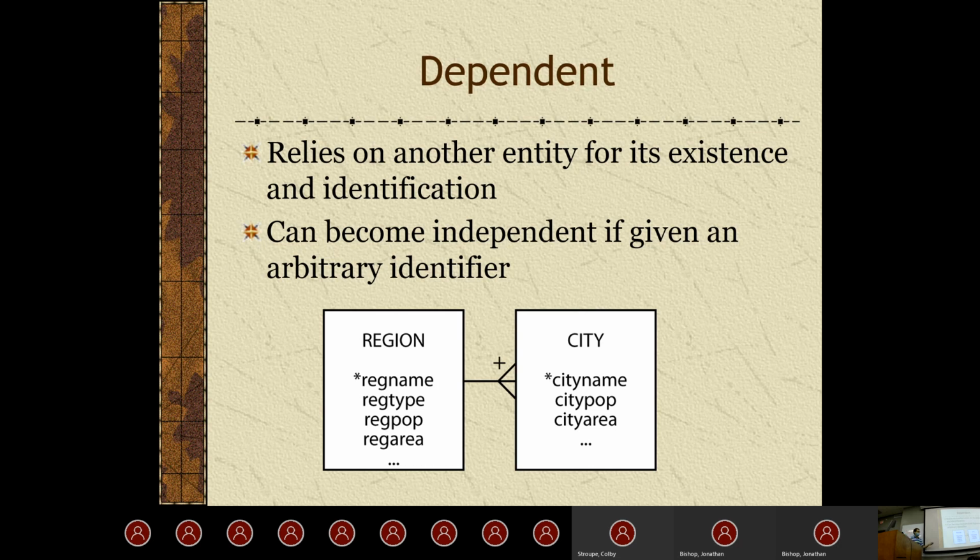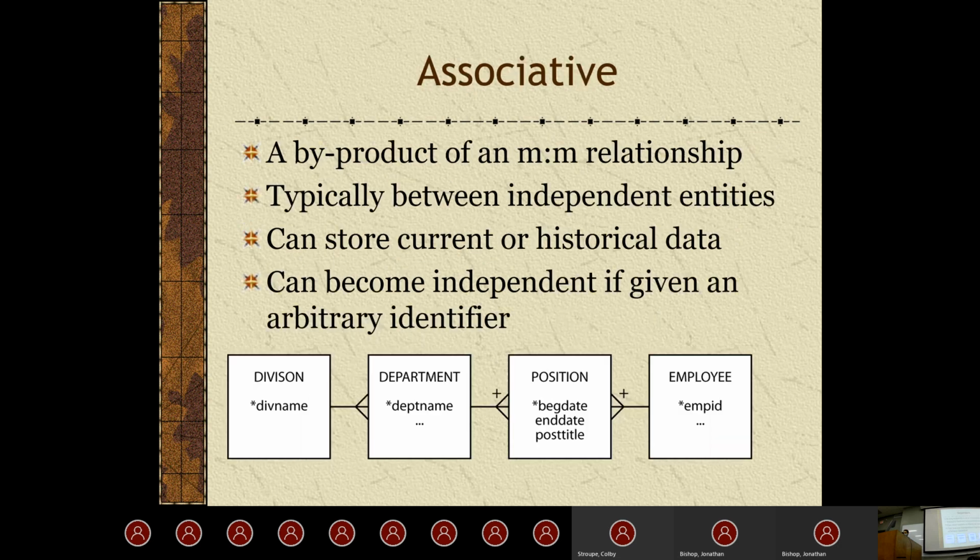So that's what this is kind of talking about. It's dependent upon another entity to fully form and identify its relationship. So in other words, we're going to have probably some sort of composite primary key here.